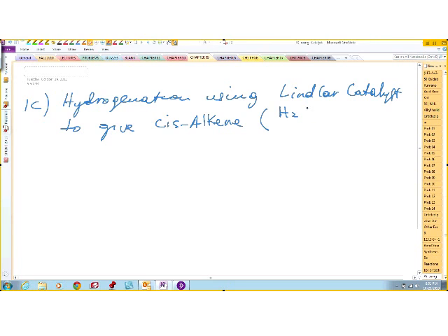Okay, Lindlar catalyst is this here. It's hydrogen mixed with calcium carbonate, palladium, and this molecule here called quinoline. So you don't need to write all of this every time you use this. Just write Lindlar catalyst, that's all. But this is the combination.